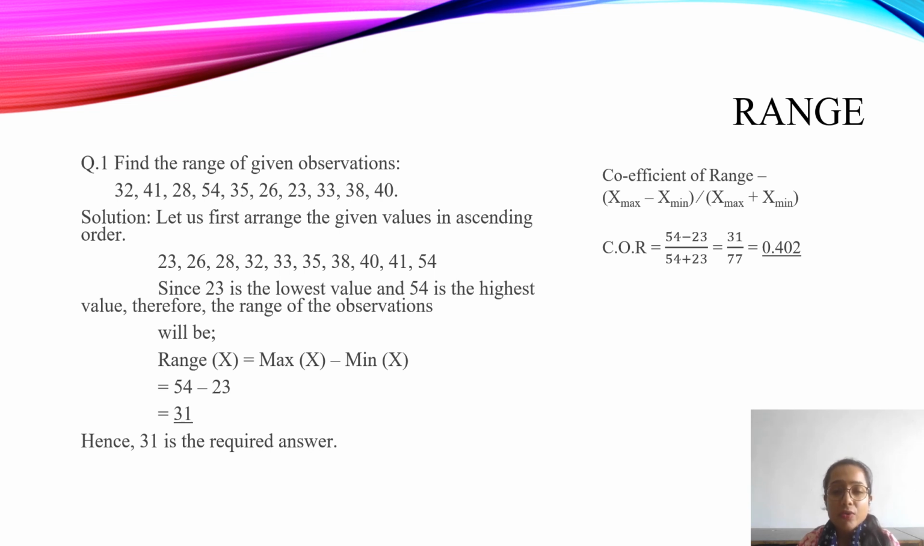Now applying the coefficient formula, that is maximum minus minimum divided by maximum plus minimum. After applying the formula, you will get 0.402. That is the coefficient of range.